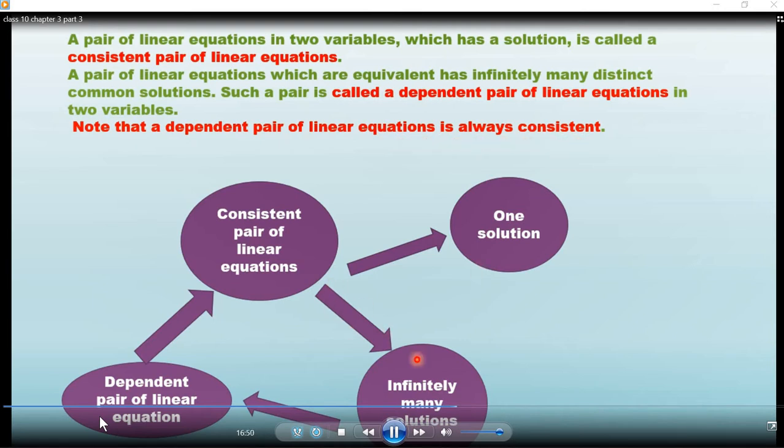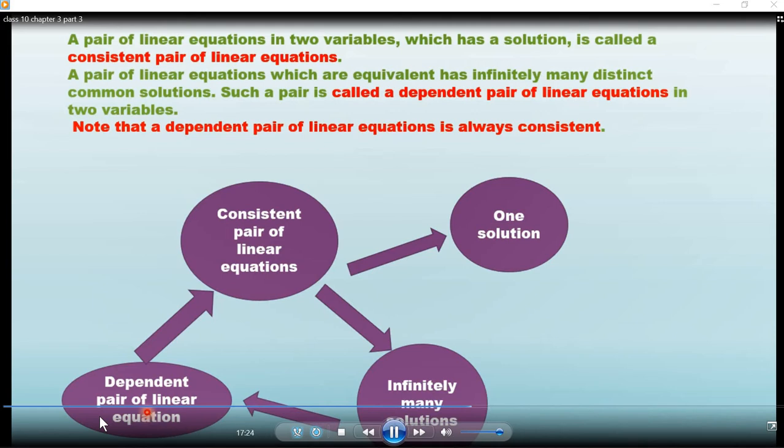So here I have given you the cycle. For a consistent pair of linear equations, there are two parts. Either you will have one solution or you will have infinitely many solutions. But when you have infinitely many solutions, it means it is a dependent pair of linear equations. Means one line coincides with another. And if they are dependent, they are already consistent. Consistent, infinitely many solutions, and if infinitely many solutions, it is called dependent.